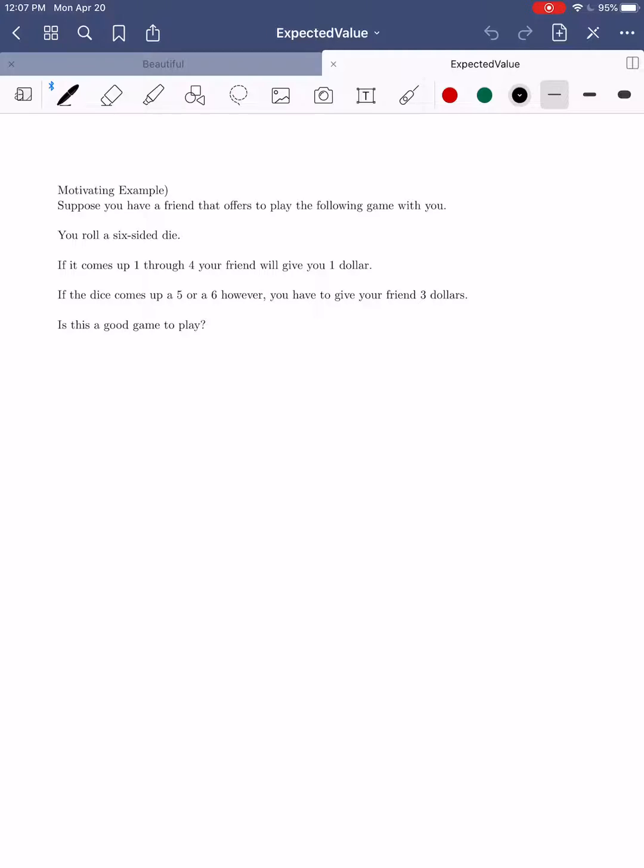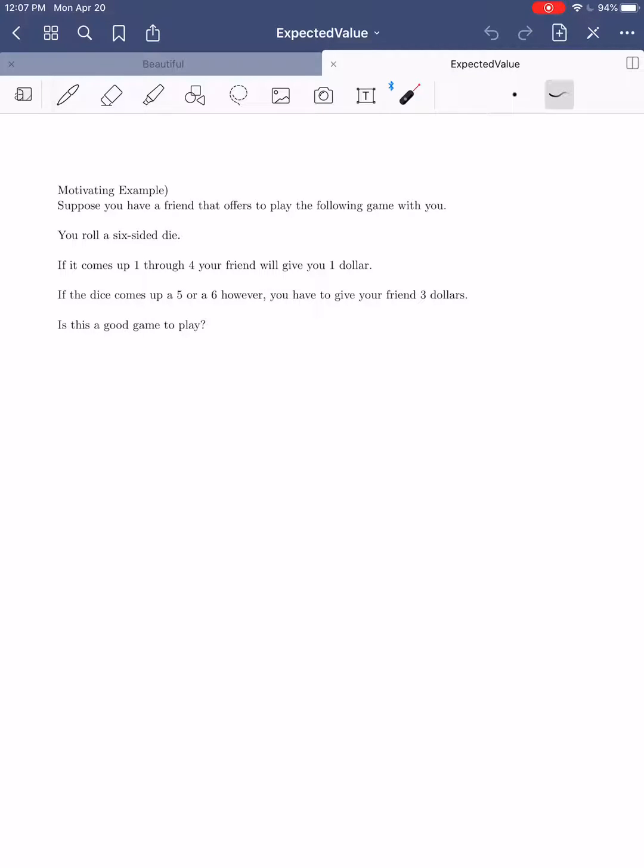To do that, though, we're going to start with a motivating example to see the main idea behind this. Then we'll get into a definition and look at some examples. So, in this motivating example, let's suppose that you have a friend that offers to play a game with you. The game is pretty simple. You roll a six-sided die. If it comes up 1 through 4, you win, and your friend will give you $1. If the die comes up as a 5 or a 6, however, you lose, and you have to give your friend $3. So the question here is, is this a good game to play?